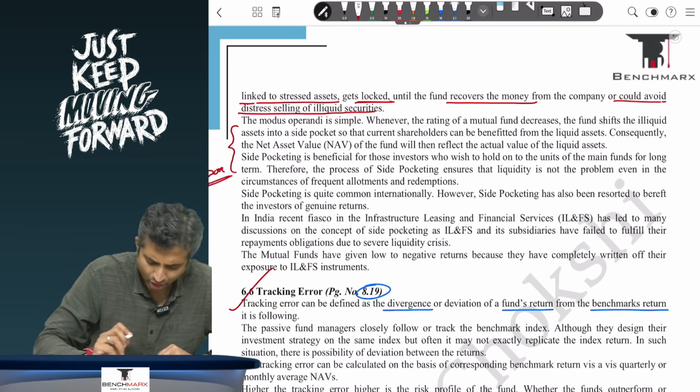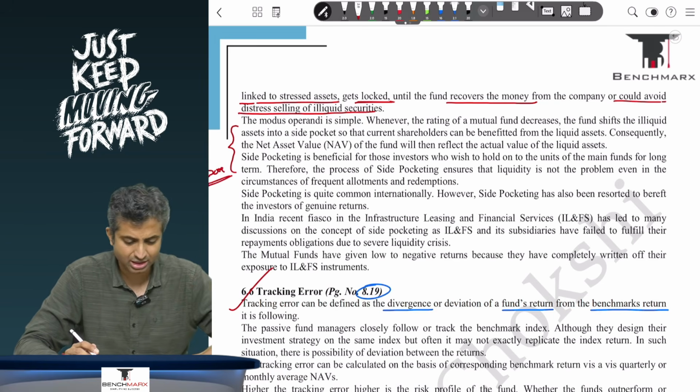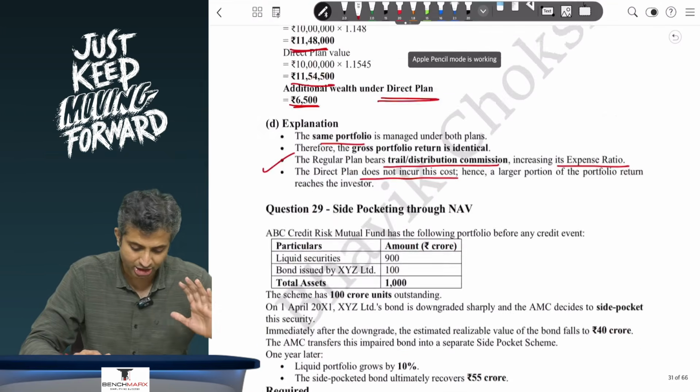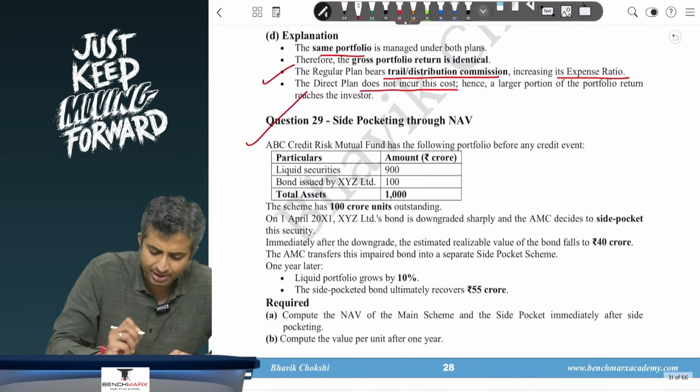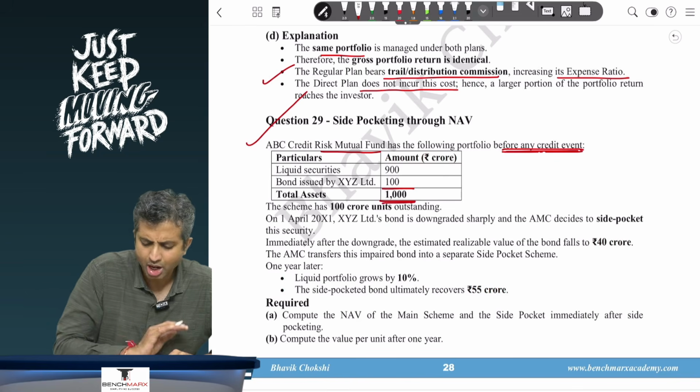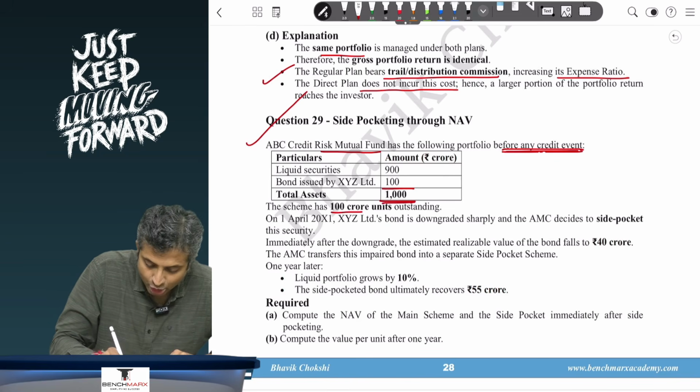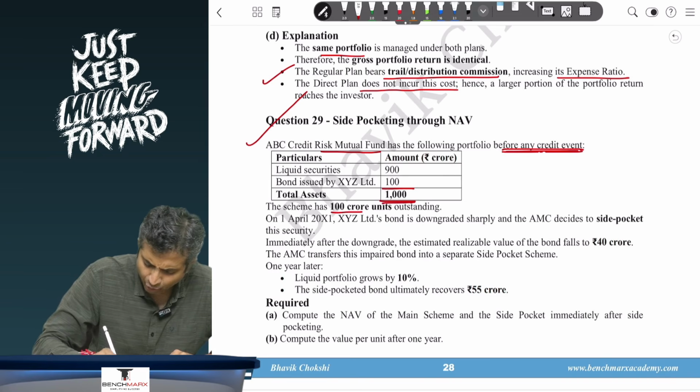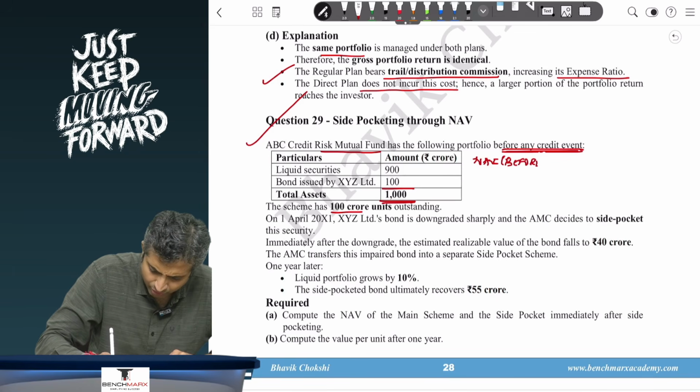And for this, we have a question, I think question number 29, which we are going to review. So let us look at question number 29, side pocketing. ABC's credit risk mutual fund has the following portfolio before any credit event, that is before any default. There are liquid securities of 900 and bonds issued by XYZ of 100, and hence the total portfolio is 1000. The scheme has 100 crore units outstanding, which means ideally before any problem, my NAV before any side pocket would be 1000 divided by 100, which comes to 10.